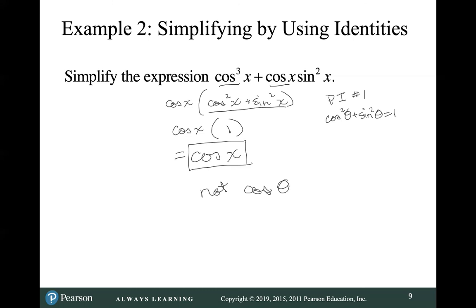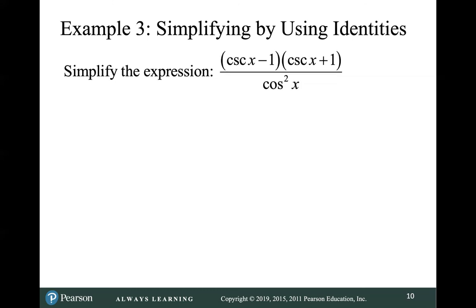Okay, let's try another one. This time we want to simplify an expression given. This is a fraction. I notice in the numerator I've got cosecant minus 1, cosecant plus 1. Those look like conjugates. So what I see is two factors that could be written as a single factor if I multiply them. So I'm going to go ahead and distribute the numerator. So I'm going to FOIL this.